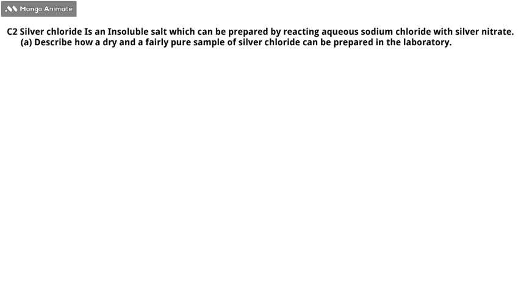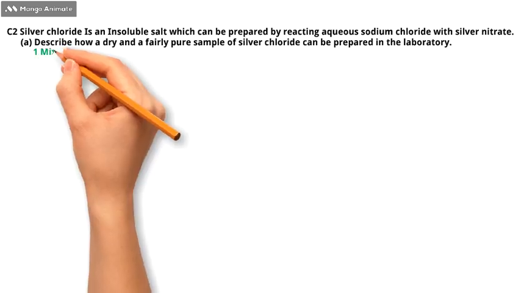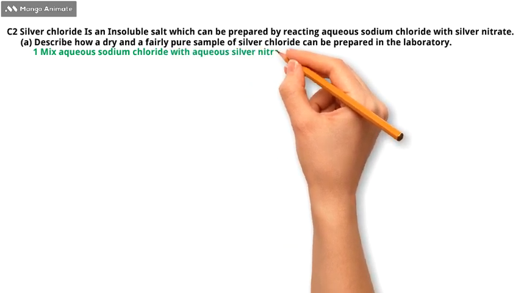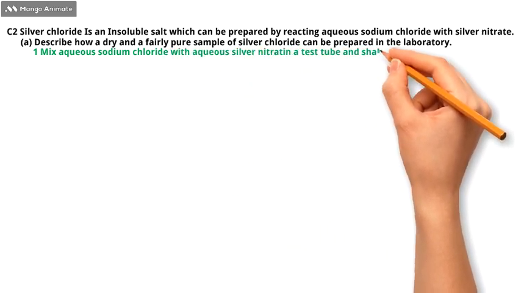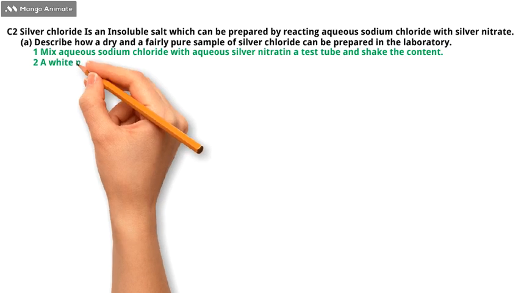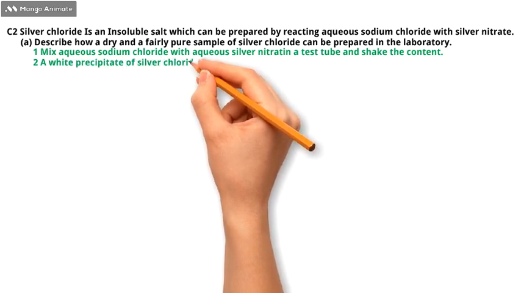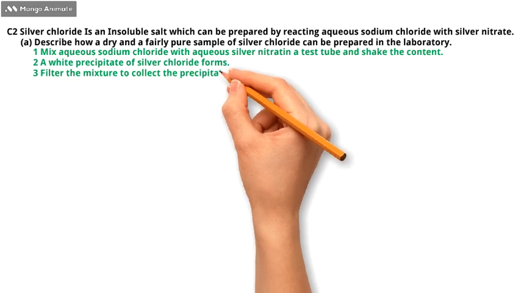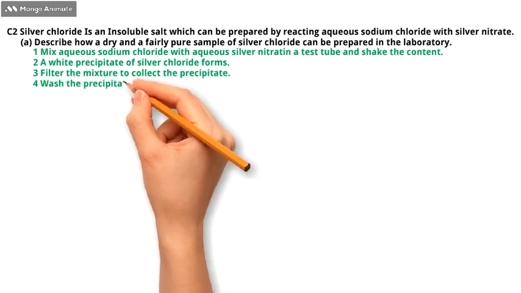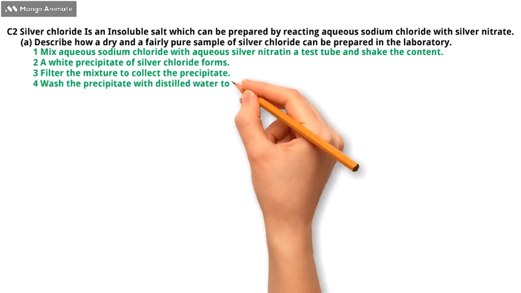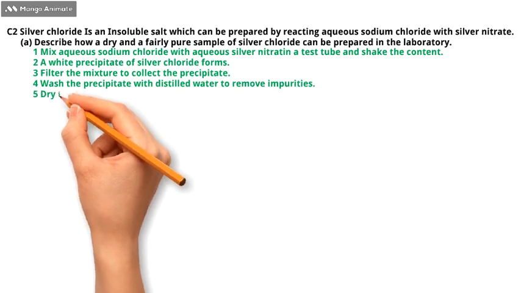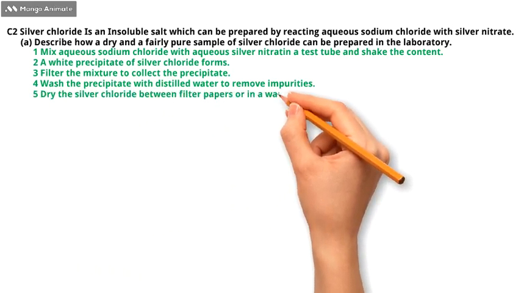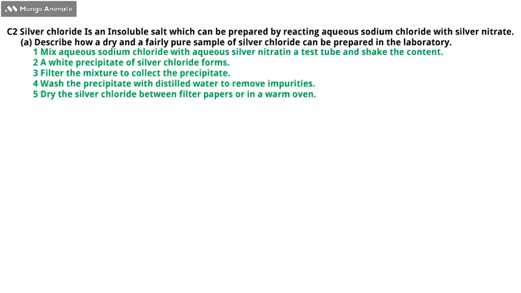in the laboratory. 1. Mix aqueous sodium chloride with aqueous silver nitrate in a test tube and shake the content. 2. A white precipitate of silver chloride forms. 3. Filter the mixture to collect the precipitate. 4. Wash the precipitate with distilled water to remove impurities. 5. Dry the silver chloride between filter papers or in a warm oven.